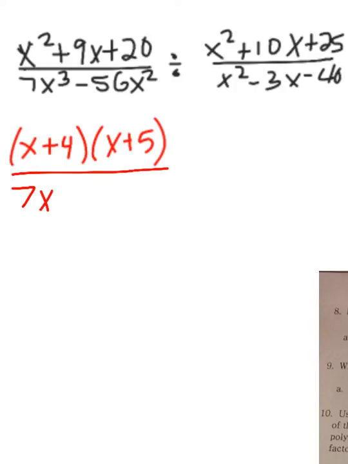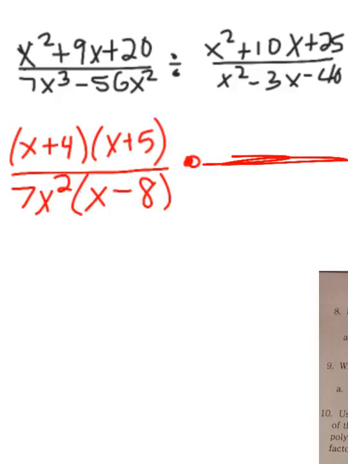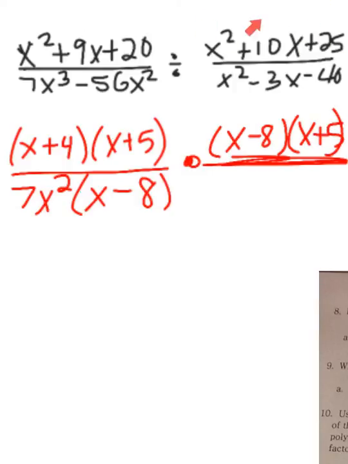So I have 7x squared times x minus 8 times, now when I flip, I'm going to put this in the numerator. So I'm factoring this to put into the numerator because I'm flipping. So x squared minus 3x minus 40 factors and becomes x minus 8 times x plus 5. And then the numerator goes into the denominator. I'm going to factor that trinomial, and that becomes x plus 5 times x plus 5.